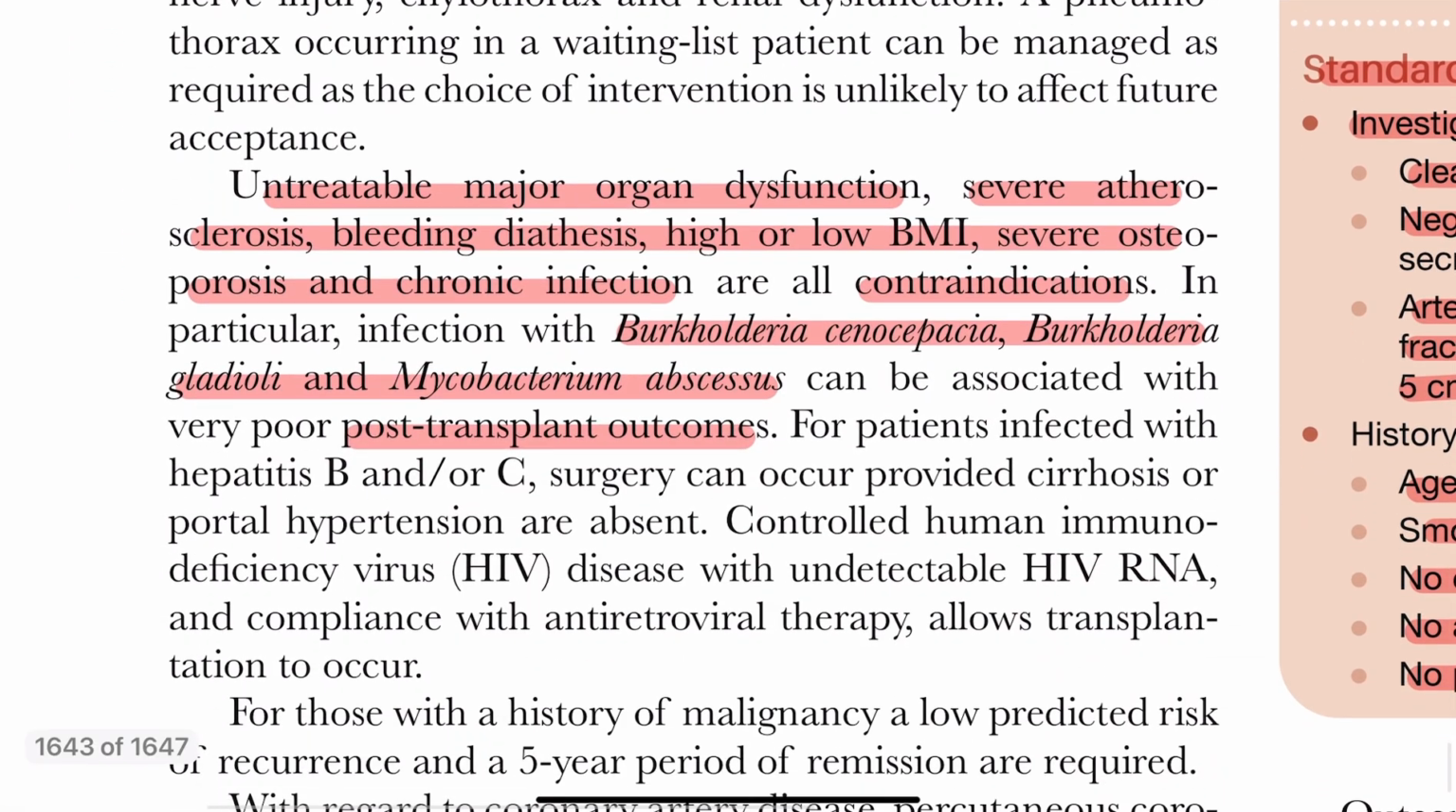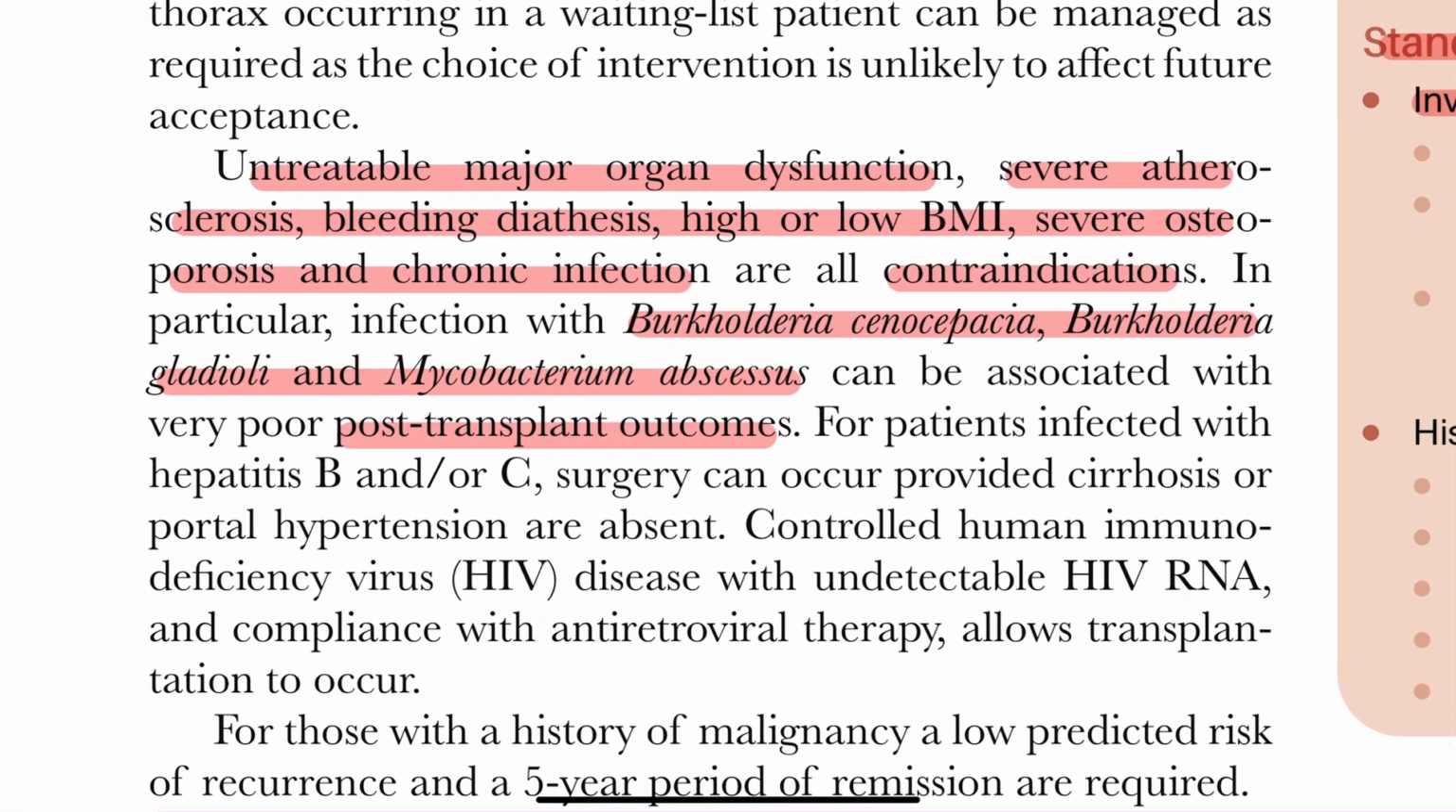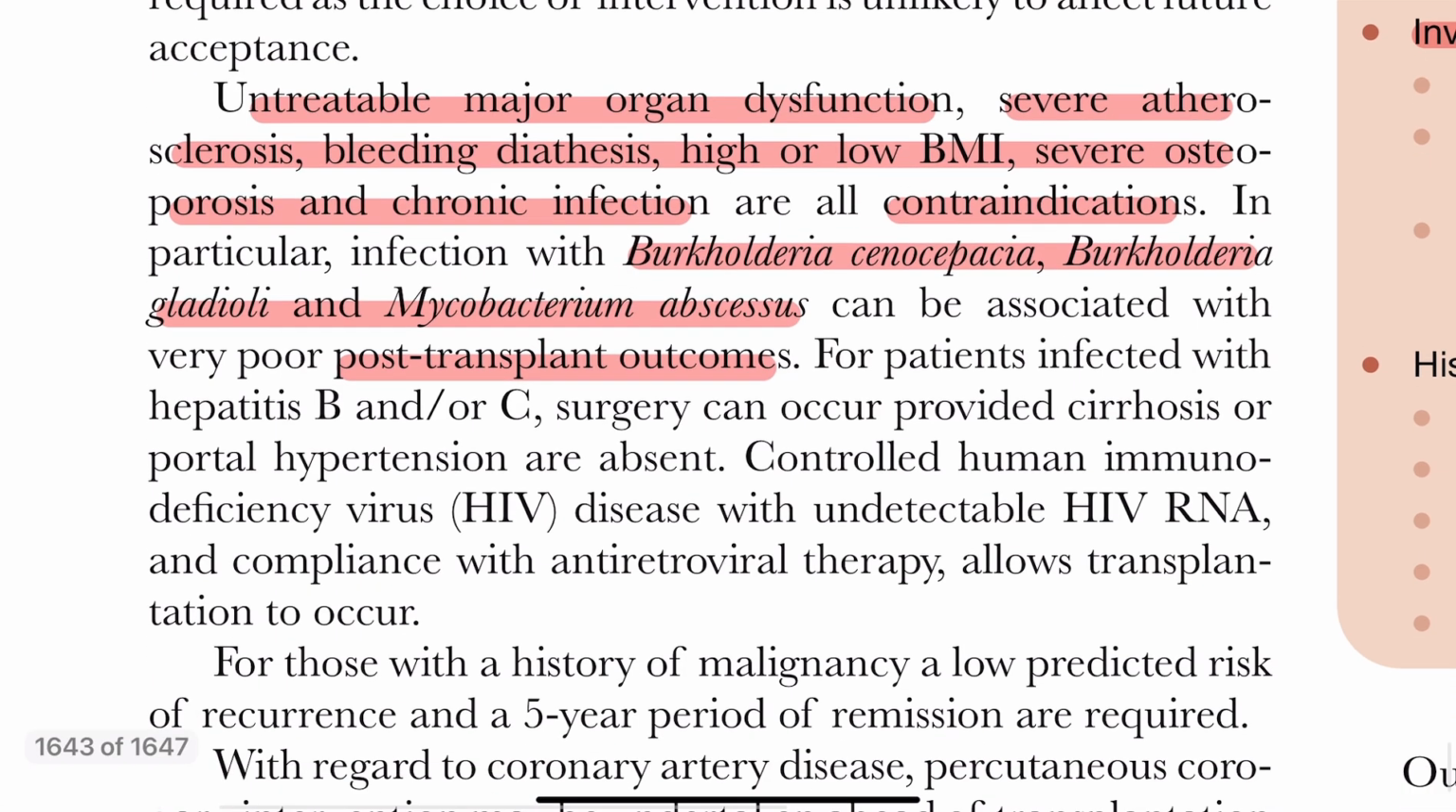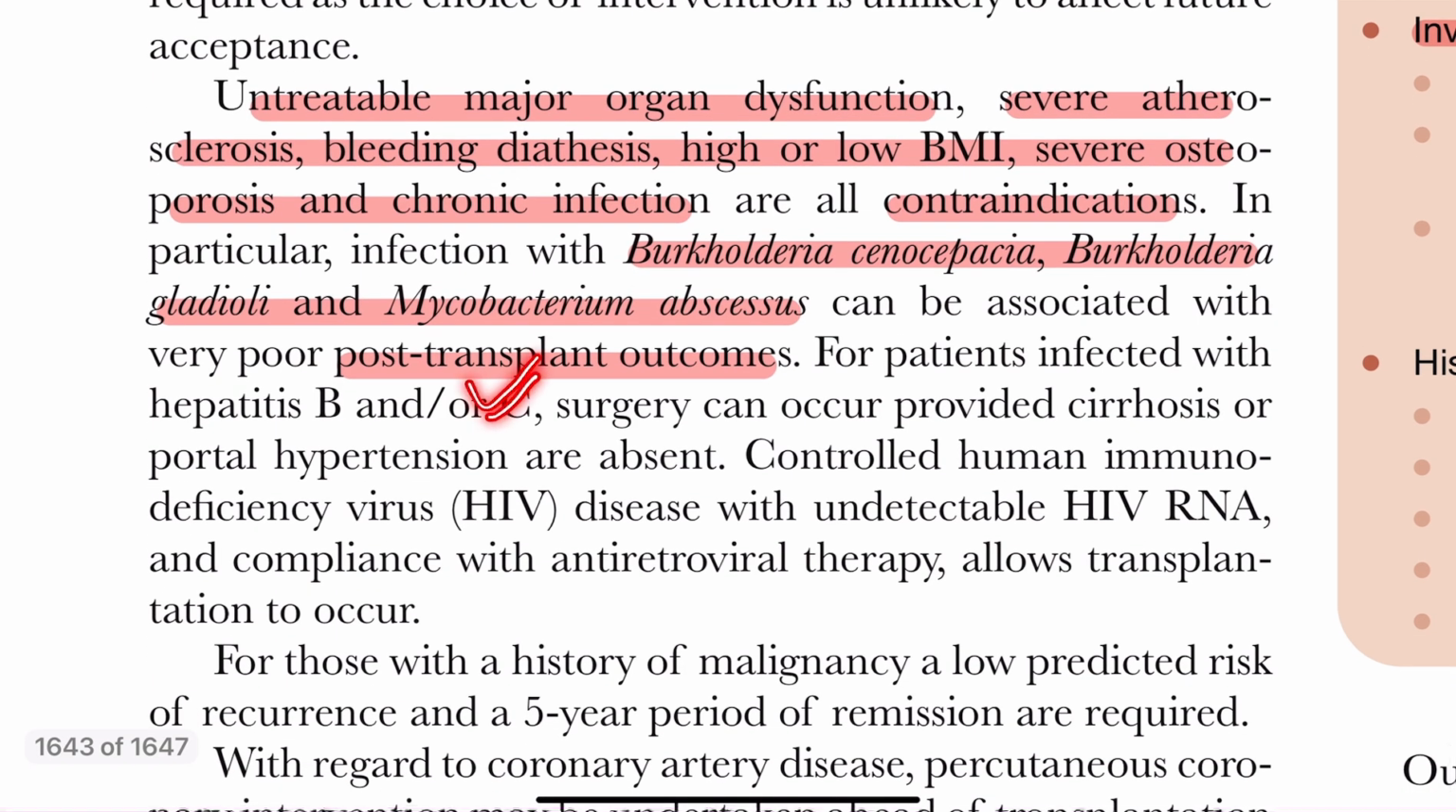There is untreatable major organ dysfunction like severe atherosclerosis, bleeding diathesis, and high and low BMI. Remember, even low BMI is a contraindication. Severe osteoporosis and chronic infections are all contraindications. Some infections like Burkholderia cenocepacia, Burkholderia gladioli, and Mycobacterium abscessus are associated with poor transplant outcomes. So remember at least Burkholderia and Mycobacterium abscessus.